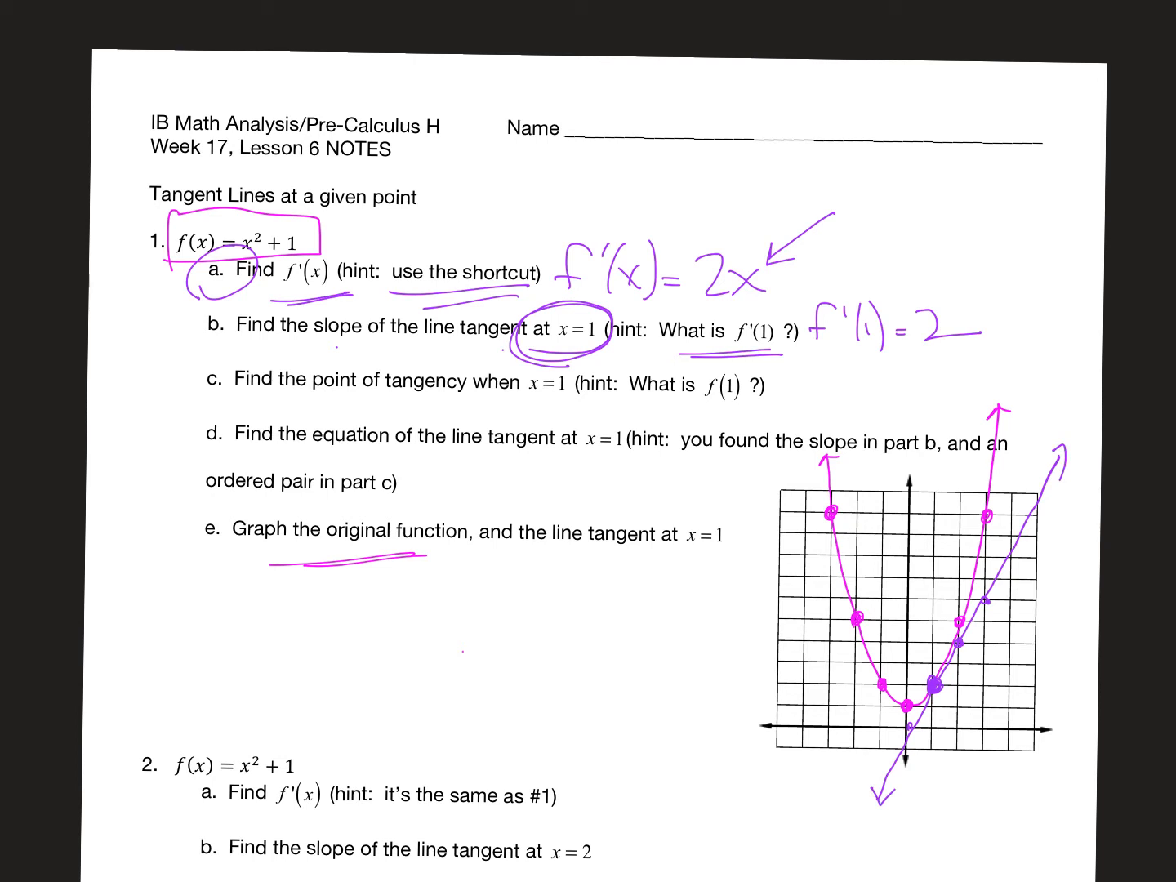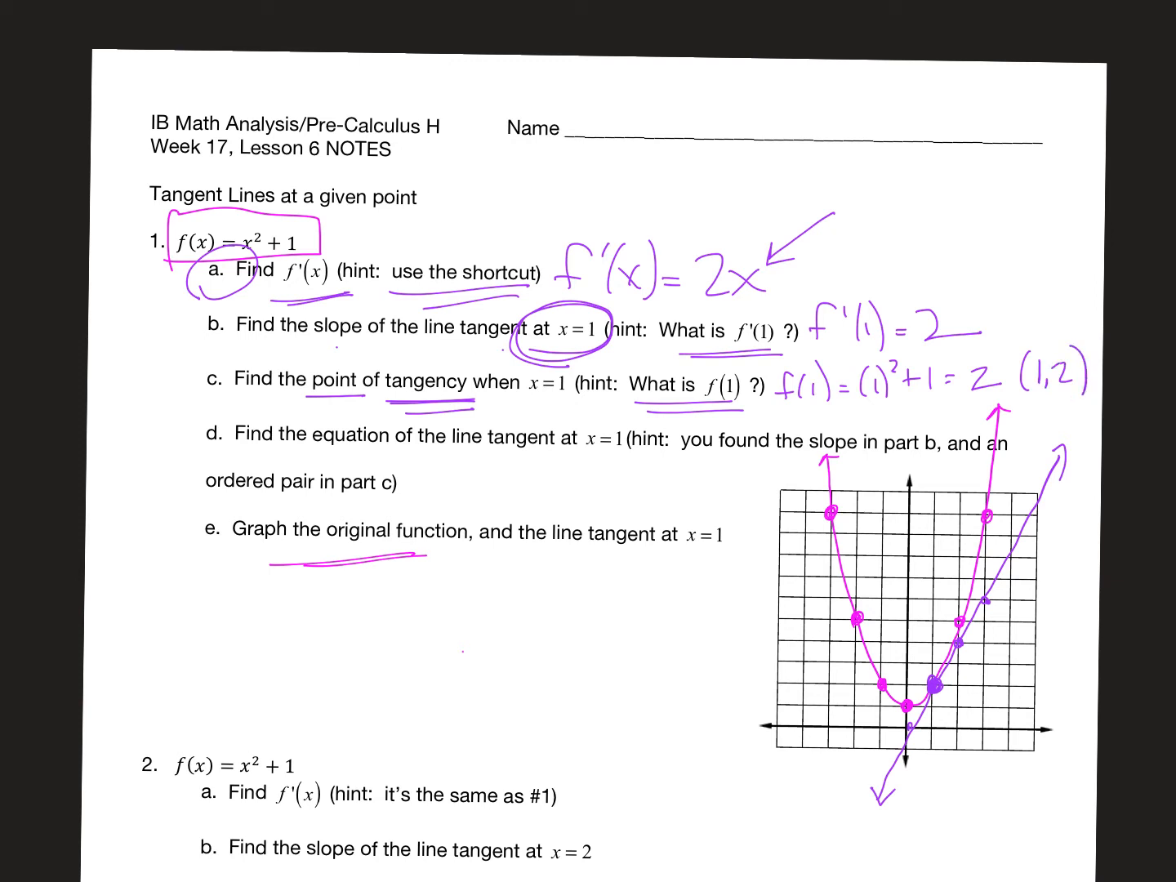and again, this is a really bad sketch, but the slope should be 2. Now, it wants me to find the equation of this line at some point, but here where it says find the point of tangency, the point of tangency you get from the original function, not from the derivative. And again, notice here's your hint. It says, what is f of 1? So let's plug 1 into the original function. 1 squared plus 1, and we get 2. So the point of tangency is 1, 2.